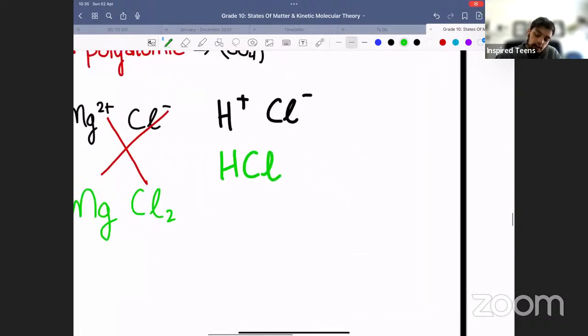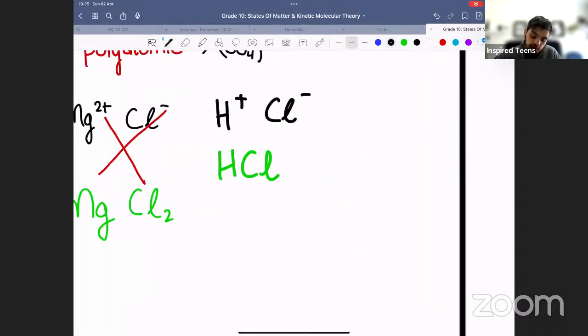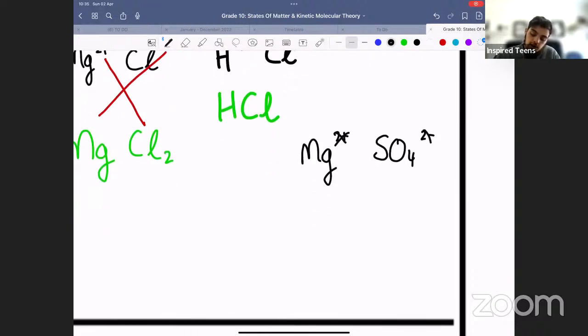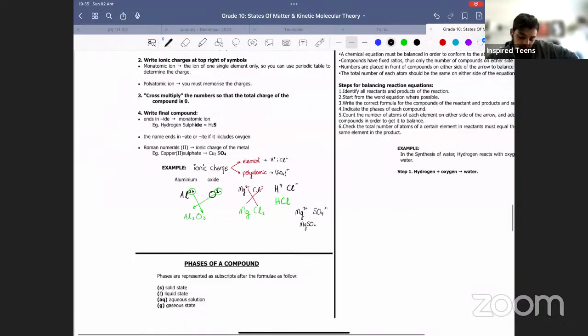And then exactly what happens if they balance out? So if we have Mg, for example, Mg and SO4. Mg is 2 plus, and SO4 is 2 minus the whole thing. When we combine these, the 2 and the 2 cancel each other out. So you basically have MgSO4. Okay, so crossing makes sense. So that's how you cross.